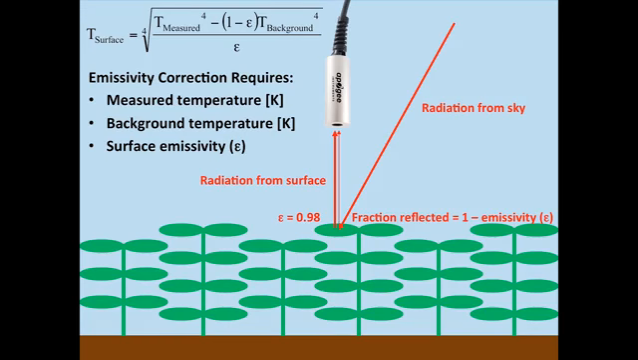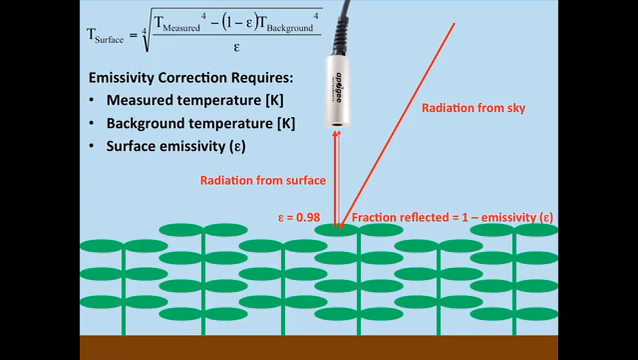So I'm not going to go through the derivation of the equation to correct for emissivity, but I'm showing it here. So we take our measurement of target temperature and we input it along with our measurement or estimate of emissivity and our measurement or estimate of the background temperature. Then we can calculate the actual or true surface temperature.